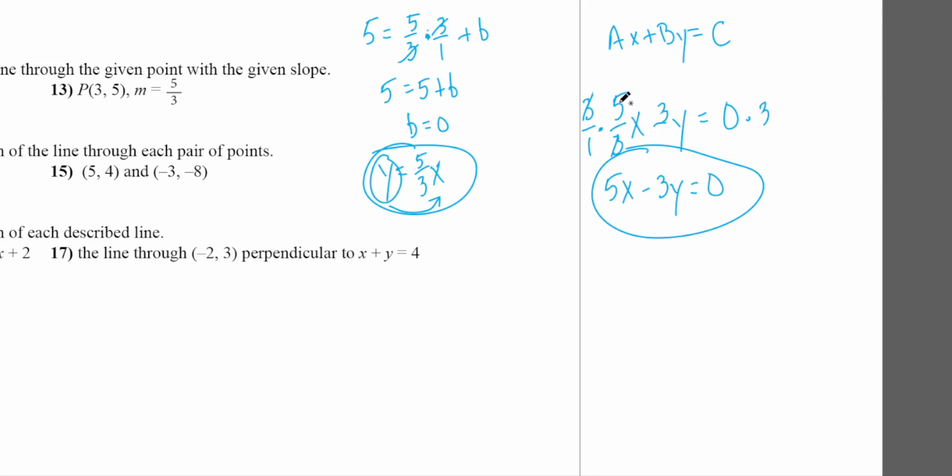So that's how you get rid of the fraction. That's the question you asked me. That's how you get rid of the fraction. Just multiply by the denominator. But you got to do it to everything. You got to multiply everything by that denominator.